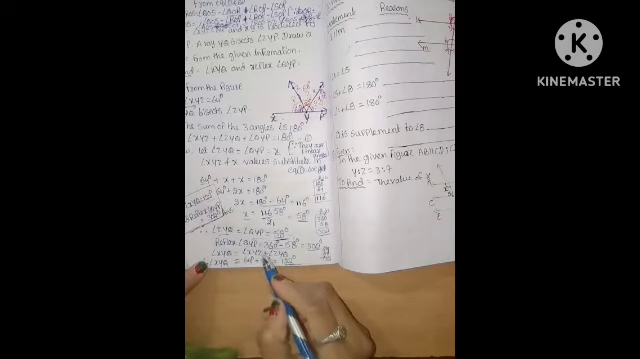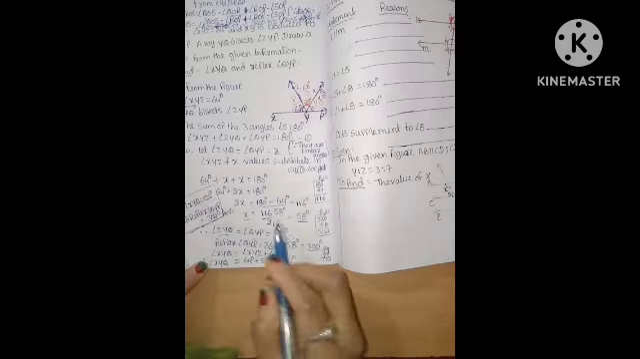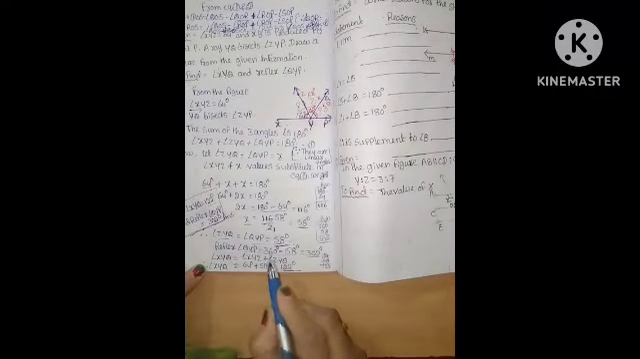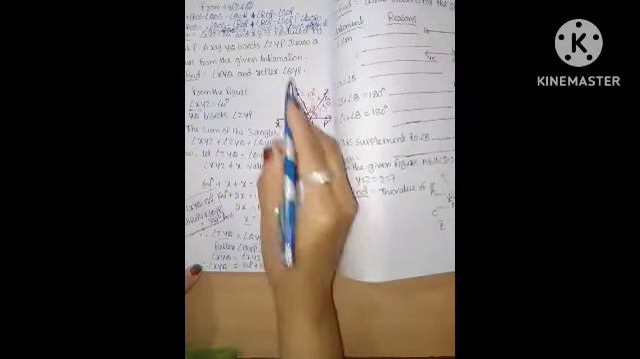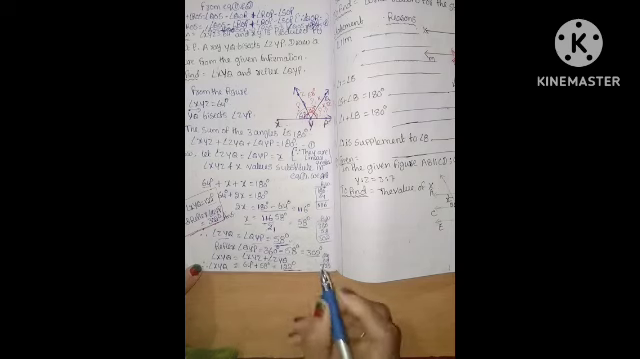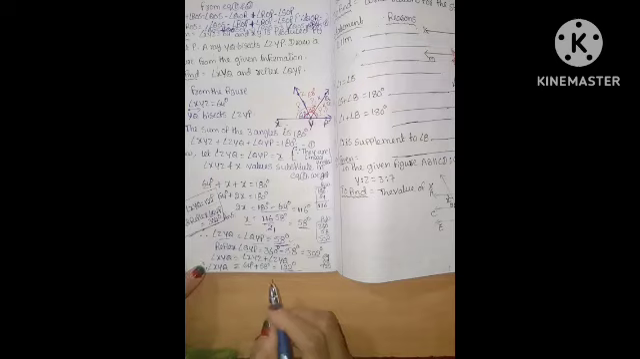Next, how do we calculate the reflex? Because the given question asks for QYP. So how will you get it? Total angle minus 58 degrees, you get the reflex of angle QYP.